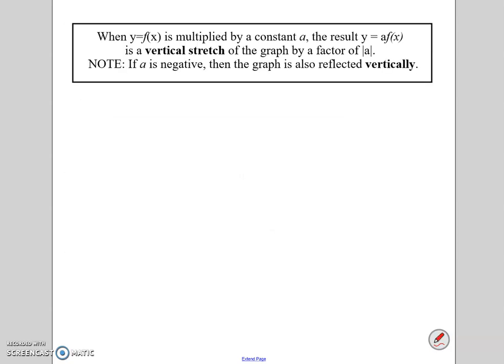So if you have y equals f of x and you multiply by a constant a, which basically means you put an a in front of the f of x, that's going to be a vertical stretch. And remember, that's because f of x is equal to y. So really, this f of x means y. So if I multiply it by an a in front, all your y values are going to be multiplied by that a. So if a is big, it's going to stretch taller. If a is small, meaning between 0 and 1, it's going to squish shorter. If a is negative, then it's also reflected. So you can get taller and flip it upside down if the a value is negative.